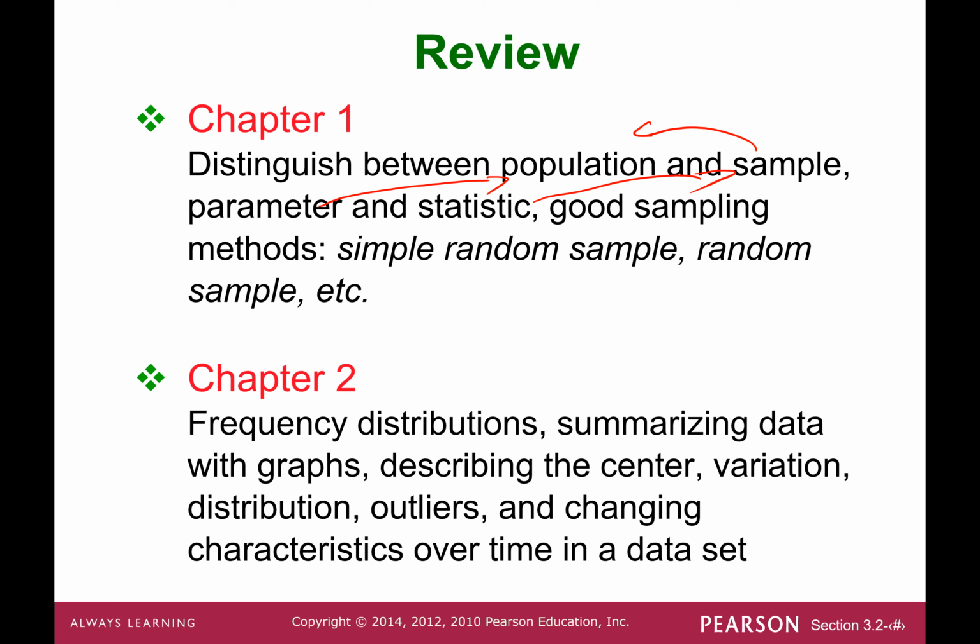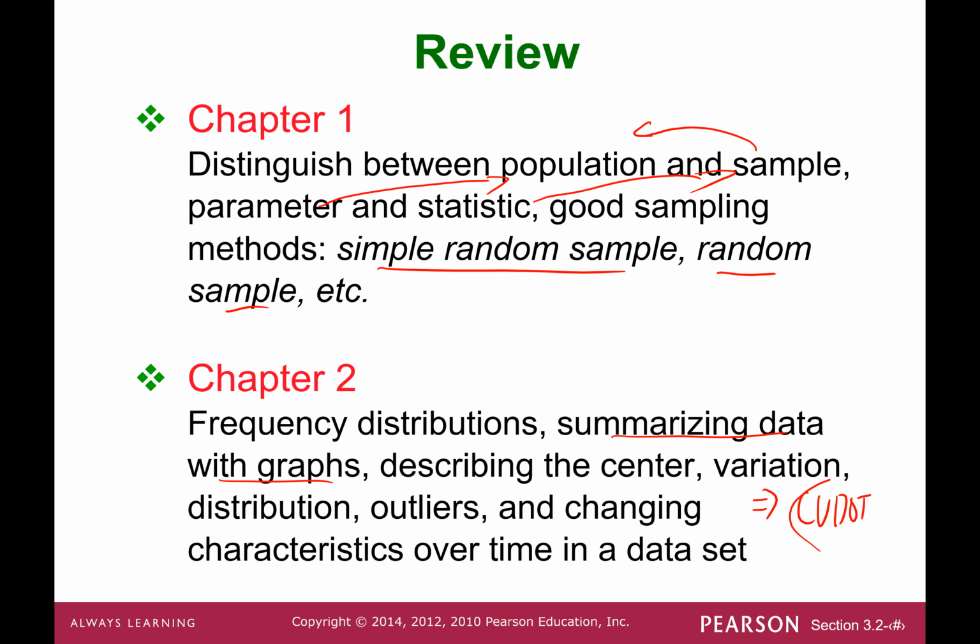And for good sampling methods, we talked about methods like simple random sample and random sample. In chapter 2, we talked about frequency distributions, and learned how to construct a histogram, pie chart, and all those different graphs. So we summarize the data with graphs. We're describing the center, variation, distribution, outliers, and changing of characteristics over time. So we call that CVDOT.